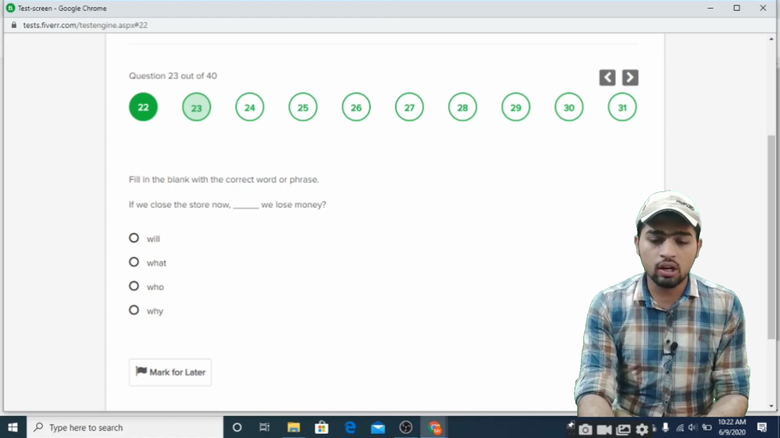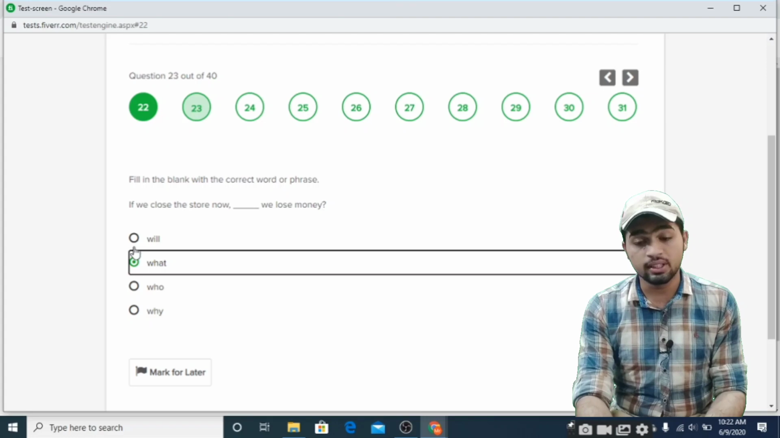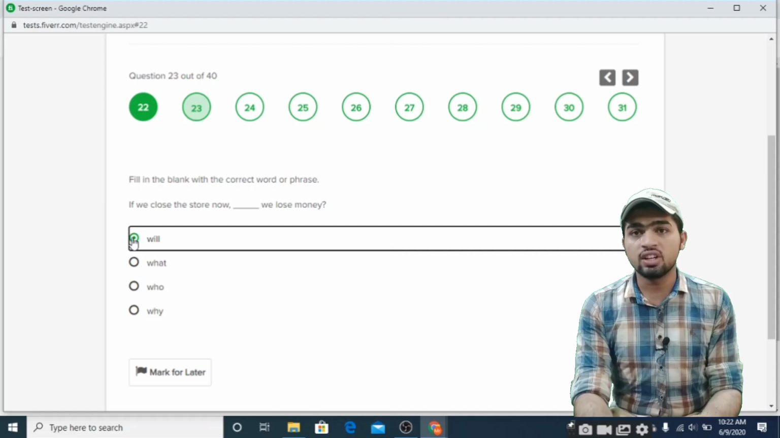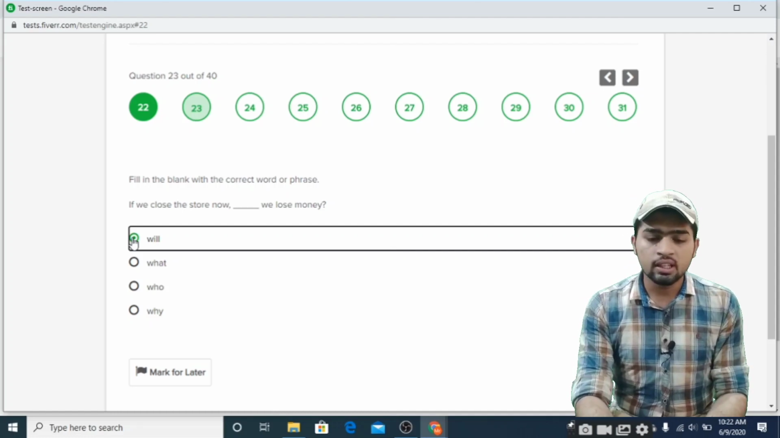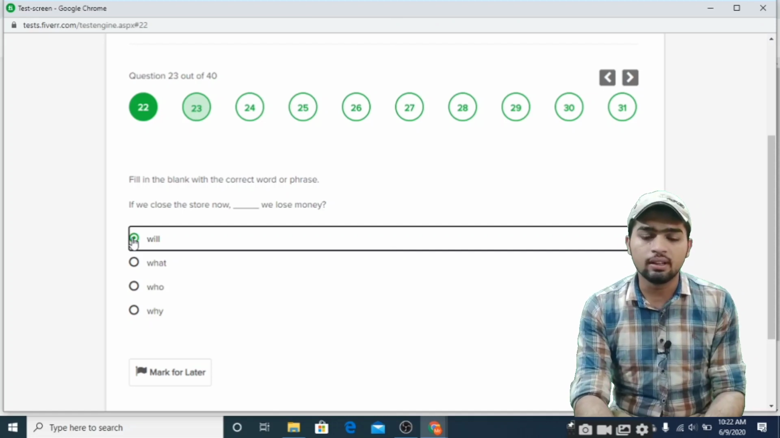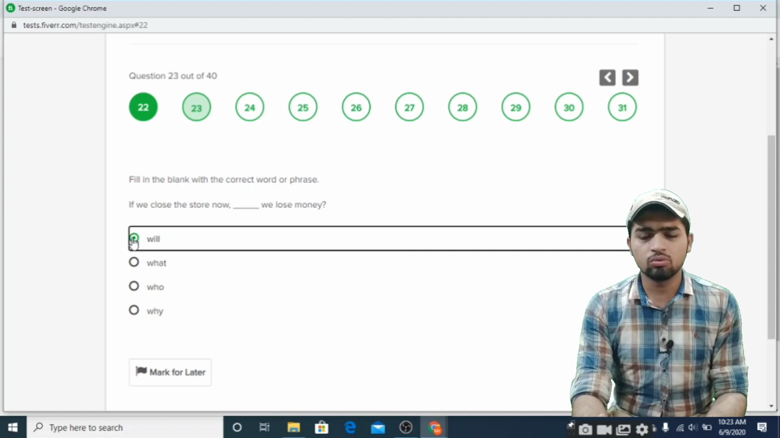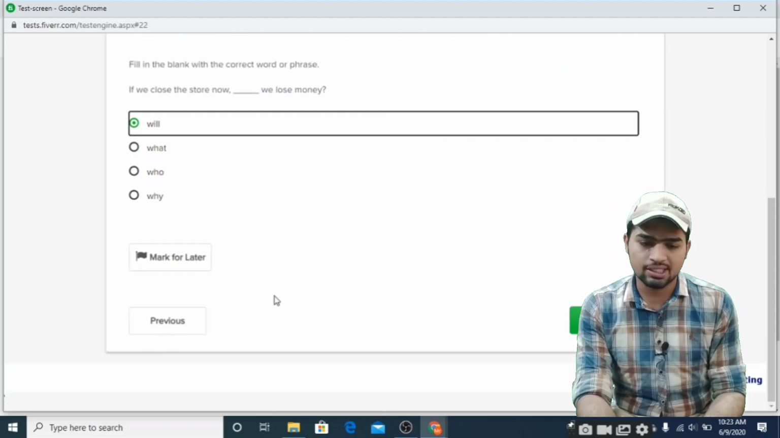If we close the store now dash, we lose money. Will, what, who, why? What? No. Will we lose money? Yeah. Will we lose money is the correct answer that fits in this blank space. So if we close the store now, we'll lose money. Will we lose money? This is the 100% correct answer, will. Because what we lose money, no. Who we lose money? Obviously no. So I click on next.